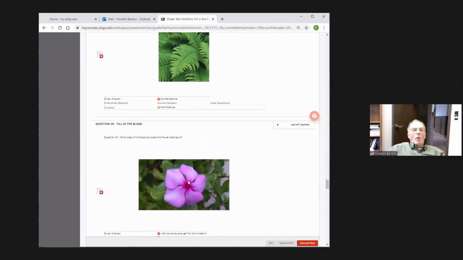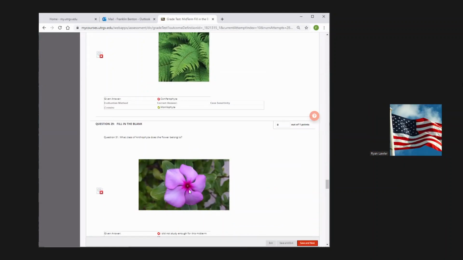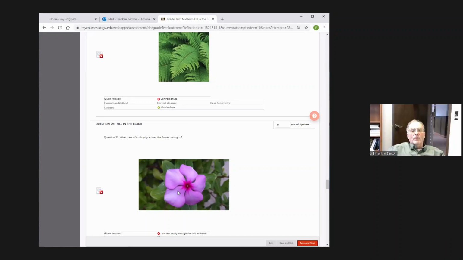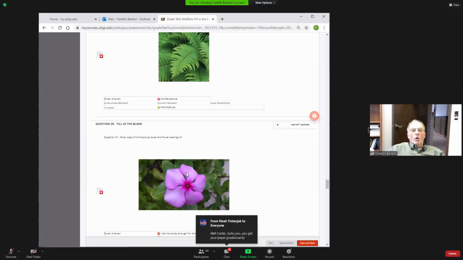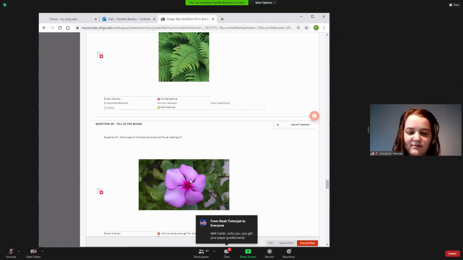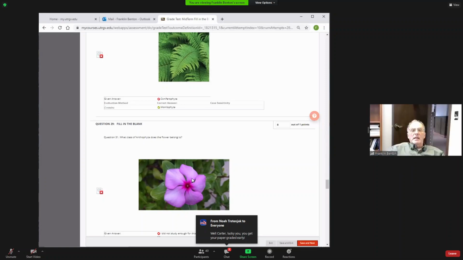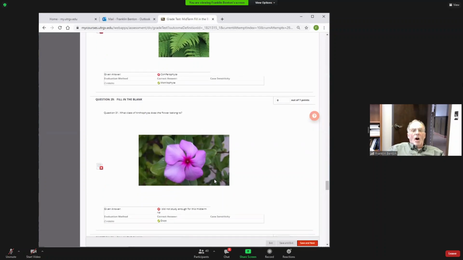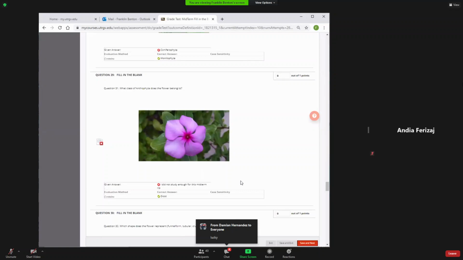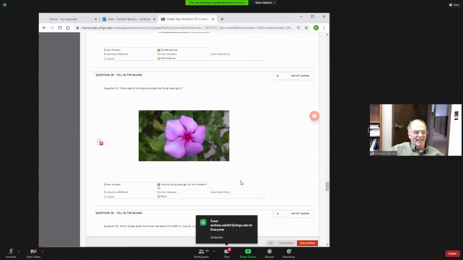Okay, now, what class of Anthophyta does this flower belong to? Dicot. Let's count the petals. 1, 2, 3, 4, 5. If the petals are in 4s or 5s, it's dicot. If they're in groups of 3, it's monocot. Oh, and look at this particular answer. I don't think that's correct. Actually, it's correct, but not good enough for the points.